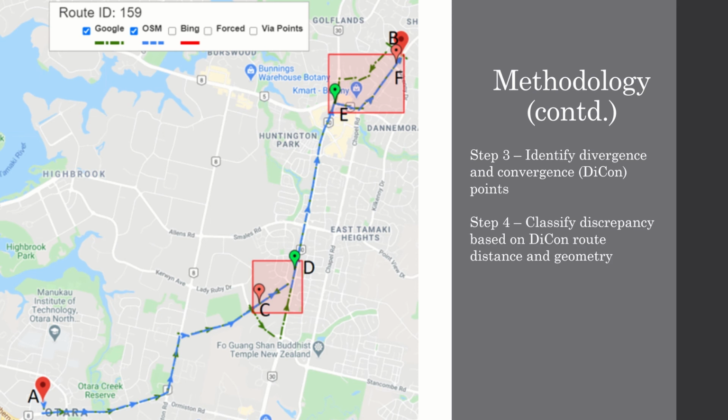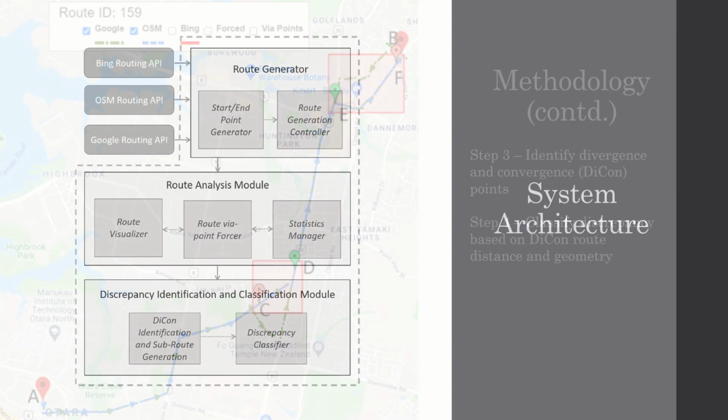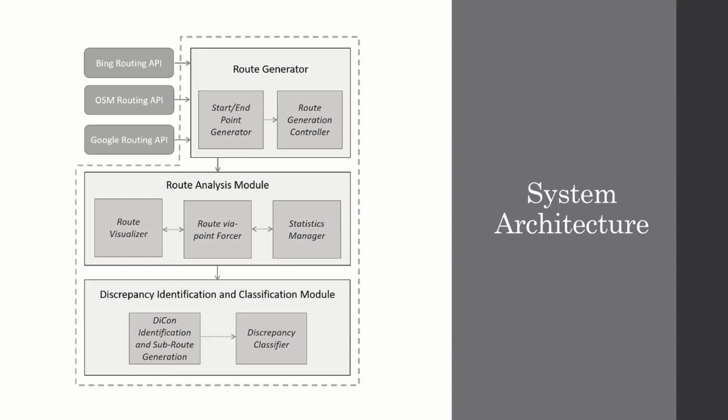The discrepancy is then classified as either geo or data discrepancy or a routing discrepancy based on the subroute's distances and geometry. When we do not have enough information to classify a discrepancy as geo or routing, it is classified as misinfo. This image shows the system architecture.